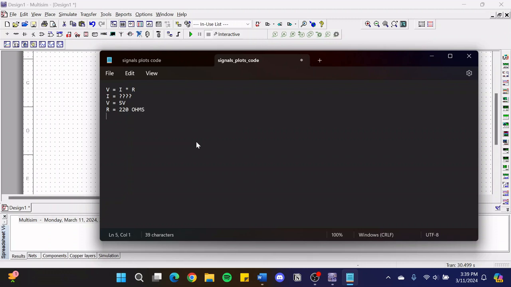So, using our basic algebra skills, we're going to go ahead and rearrange that original equation. So instead of V equals IR, we're going to have V divided by R equals I. Now plugging in for that, we're going to have our 5 volts divided by our 220 ohms. That's going to give us our I.